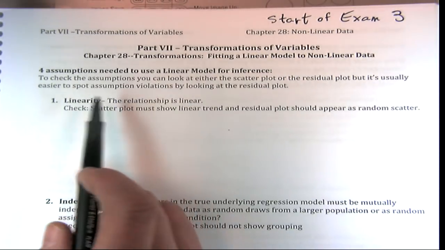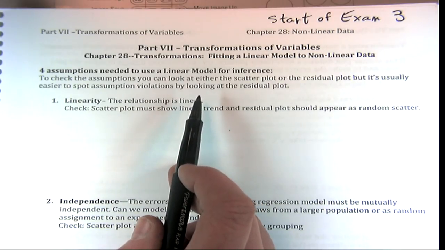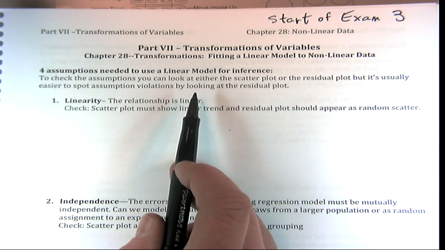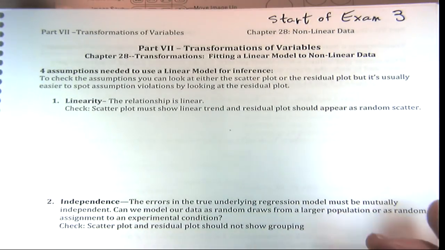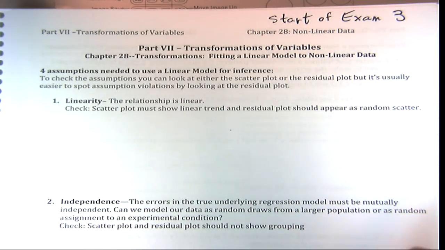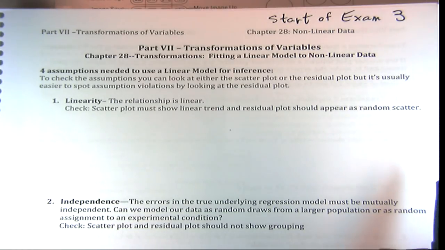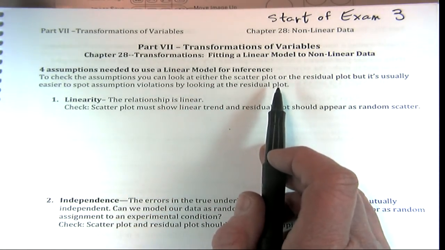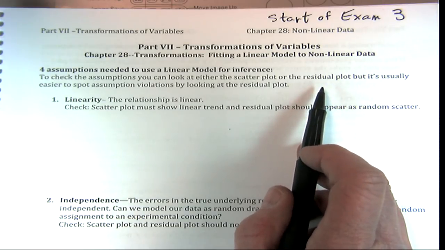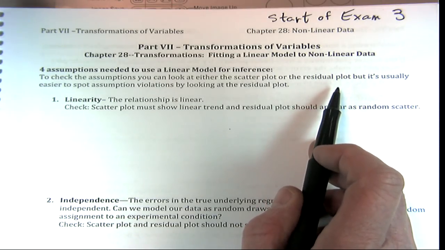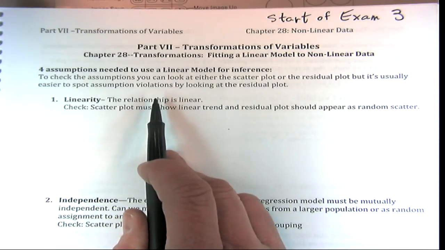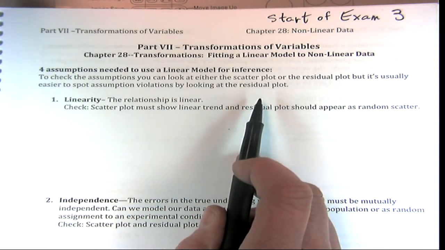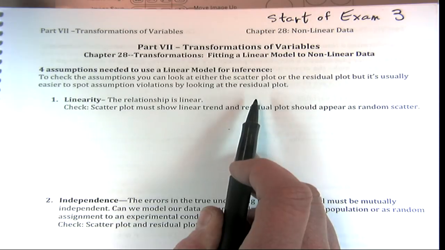So, remember we had these four assumptions we've been talking about that we need to use a linear model for inference, not just to do descriptive statistics, but to make inferences. All right, so let's start. To check those assumptions, you can either look at the scatter plot, or most people look at the residual plot, because it's usually easier to spot assumption violations by looking at the residual plot.